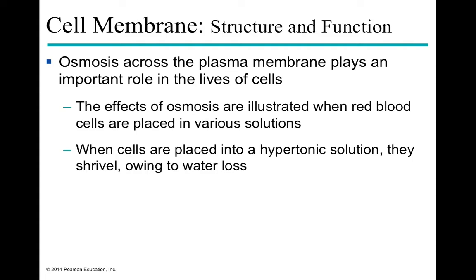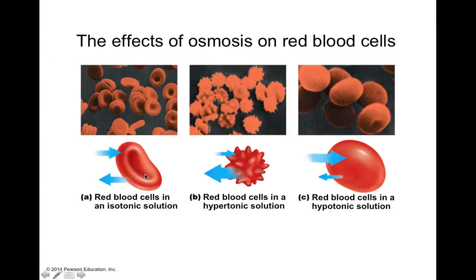And just as I mentioned when we talked about the cell in that beaker of water, the same thing is illustrated when we talk about red blood cells. So when red blood cells are put in an isotonic solution, the same net flow of water in as out, we're going to maintain this nice little dimpled shape. If they're put in a hypertonic solution, that means that they have more water inside the cell than they do outside of the cell.